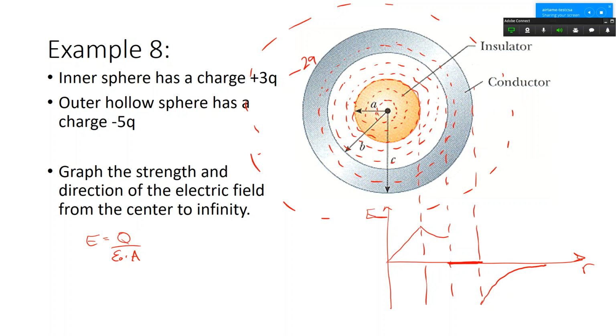0? Not 0. So this is +3, this has to be -3. And if this is -3, then what's the outer surface? +8. Remember, it's not how many charges you have, it's what is the difference in charges.